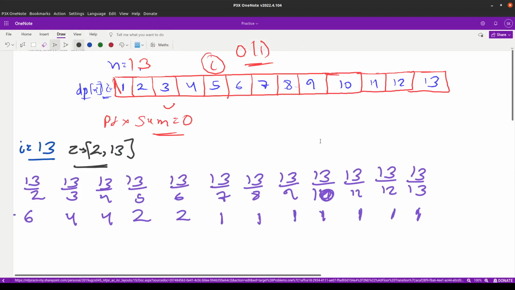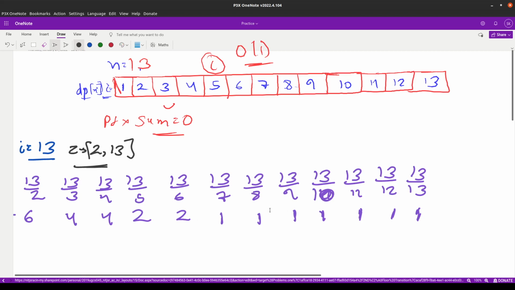In the floor transition we have observed a pattern: for the repetition of the number whenever we are dividing, it's a finite number of counts and will have some pattern. The pattern is something like this. If we take i equals 13, and for this j will be from 2 to 13, then after dividing we are getting 30 divided by 2 is 6, 30 divided by 3 is 4, and similarly for 7 and 13 we are getting 1.